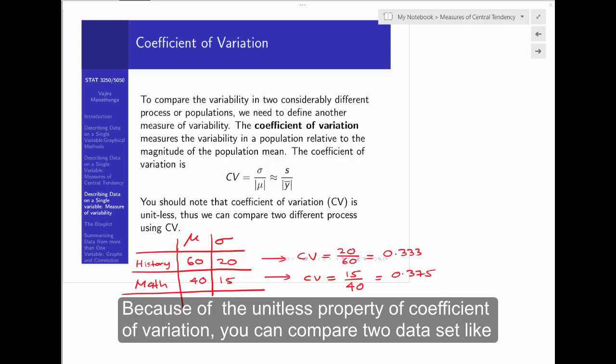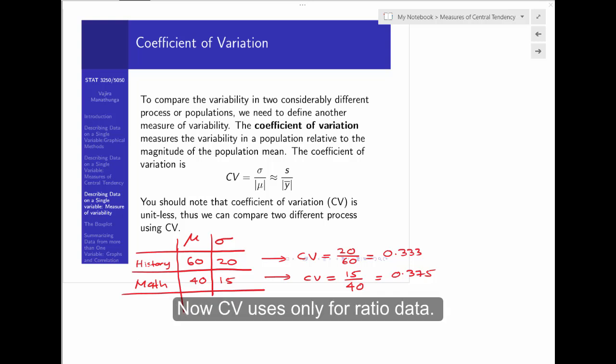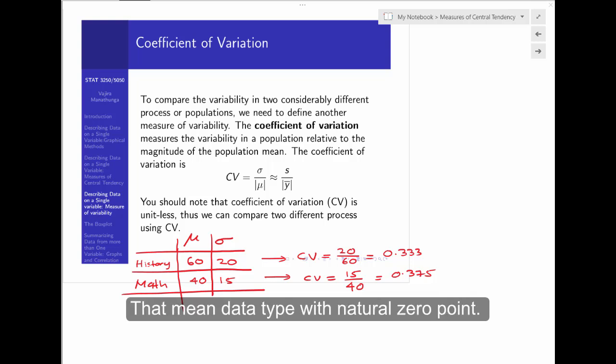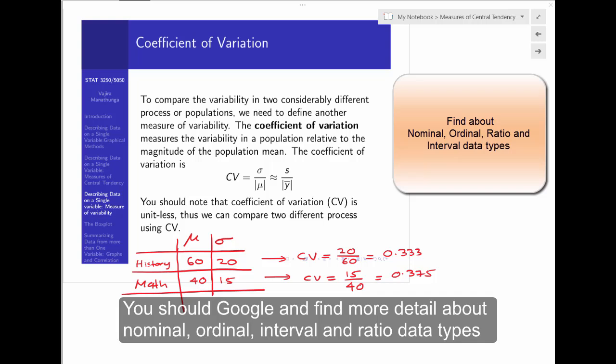So because of the unitless property of the coefficient of variation, you can compare two datasets like weight, which uses kilograms, and height, which uses meters as measurement units. Now, the coefficient of variation is used only for ratio data. That means a data type with a natural zero point. You should Google and find more detail about nominal, ordinal, interval, and ratio data types.